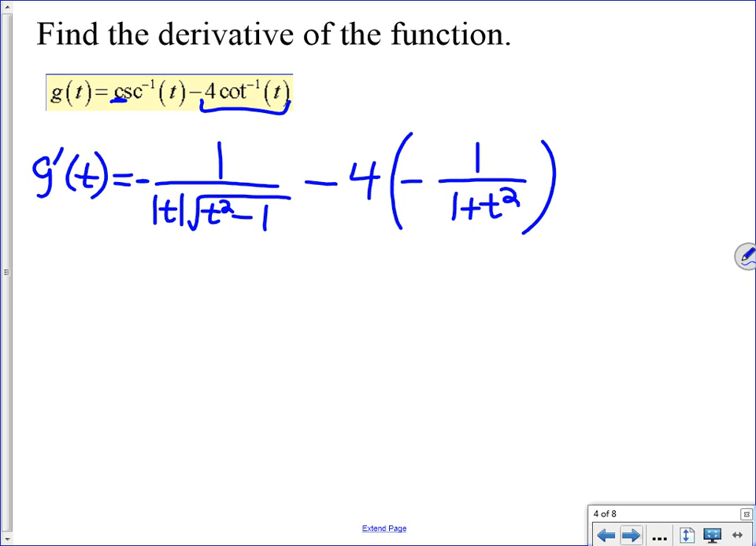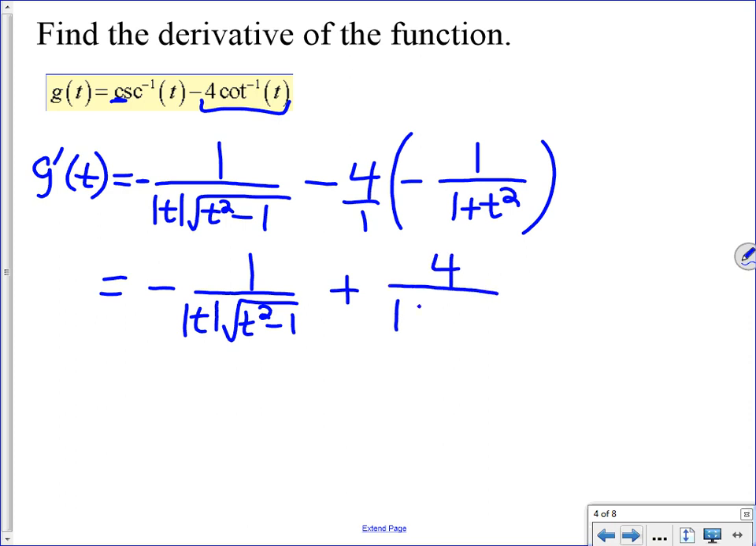Okay, and then as far as cleaning this up, we're going to keep that first term the same. There's not much we can do to that. We could go ahead and multiply the 4, which is 4 over 1, times the fraction, and we end up subtracting a negative, so it will change to addition, and then we can just write it as 4 over 1 plus t squared. So it cleans up a little bit, but that's really about all we're going to do to simplify that or clean it up. Okay?